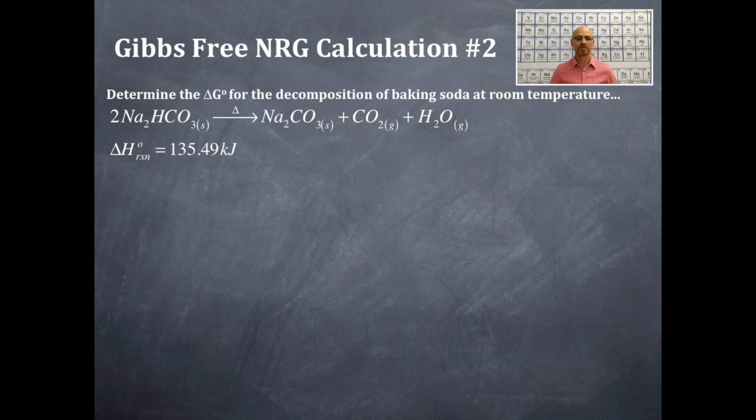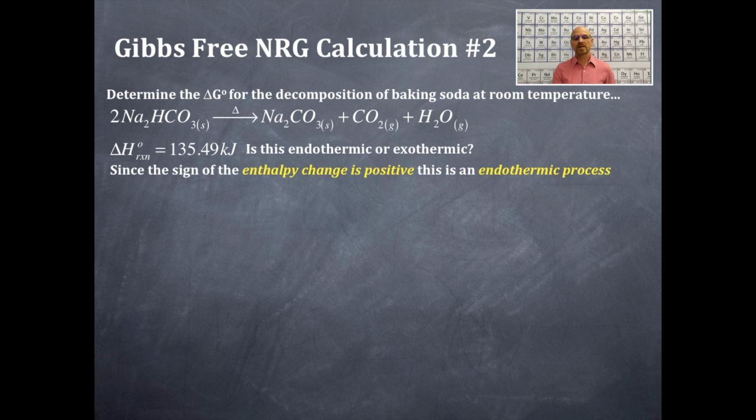Hopefully that makes sense. Okay, the enthalpy change for this reaction is 135.49 kilojoules. Is this an endo or exothermic process based on that numeric value? Really, it's based on the sign. And from our previous videos, you should be able to answer this question. Since the sign of this enthalpy change is positive, this is an endothermic or heat-absorbing reaction. Therefore, the heat term belongs on the reactant side.